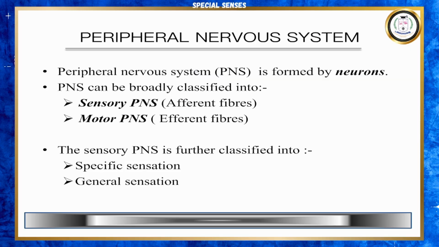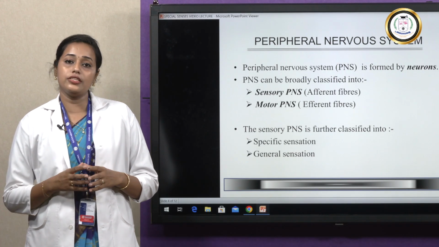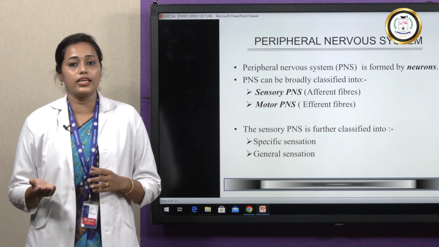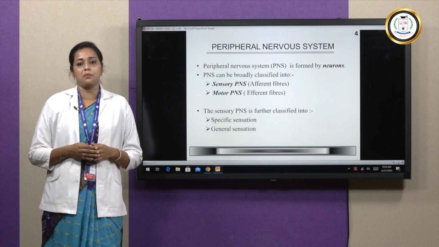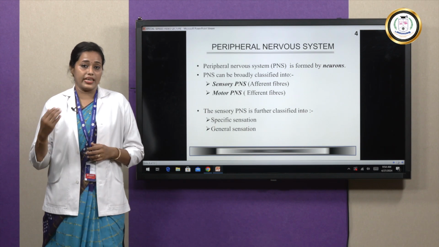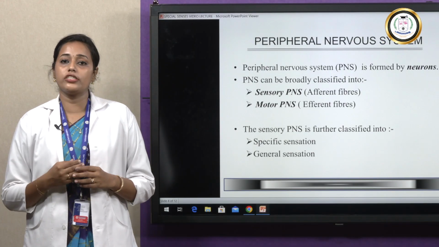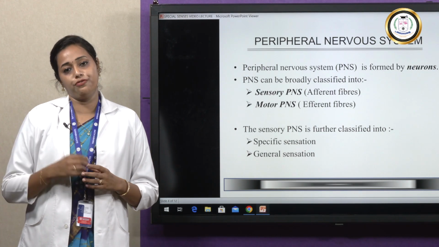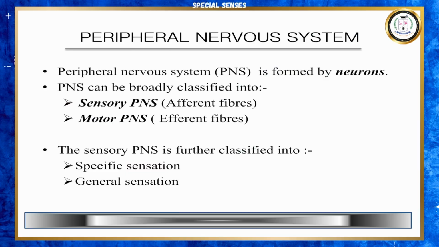Next comes the peripheral nervous system. It is formed by neurons, whereas the neurons are the true functional cells. The peripheral system is broadly classified into the sensory peripheral nervous system and the motor peripheral nervous system. The sensory peripheral nervous system is nothing but the afferent fibers, that is, the sensory input is carried from the periphery to the central nervous system, whereas the motor peripheral nervous system is nothing but the efferent fibers, that is, the response from the central nervous system is carried to the periphery. Then, the sensory peripheral nervous system is divided into general sensation and specific sensation.